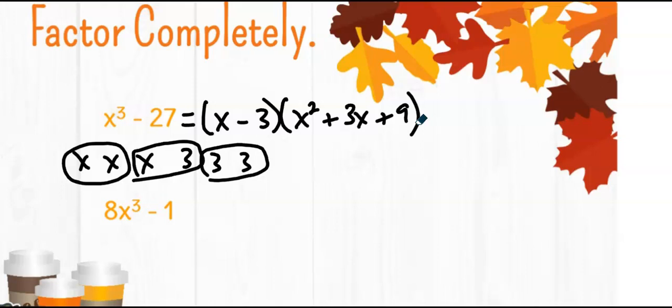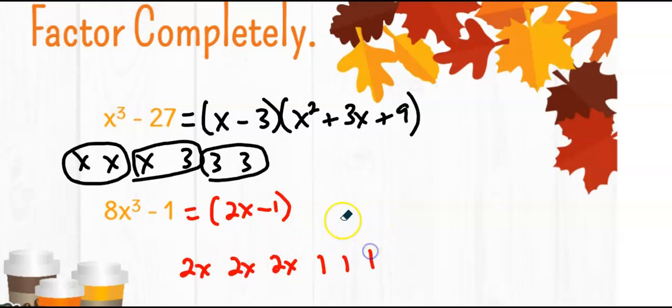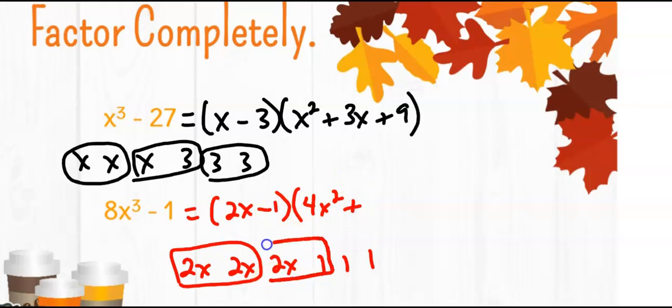So with our 8x cubed minus 1, our binomial is 2x minus 1. So again, we can do 2x, 2x, 2x, and 1, 1, 1. So 4x squared. We have a minus, so that's going to be plus 2x plus 1 times 1 is 1.